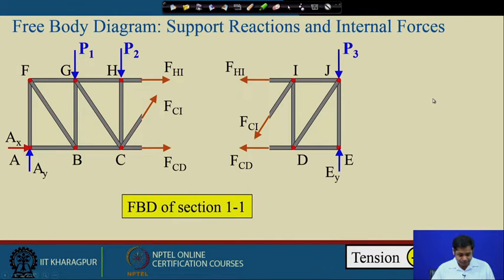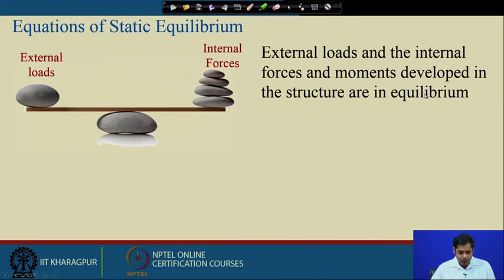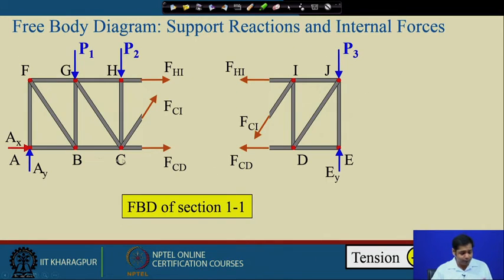Now, what is equilibrium? In the free body diagram just now, we have support reactions, external loads, and internal forces. Equilibrium is when all these forces and moments cancel each other, they balance each other, and the net force or the net moment in the structure is 0.